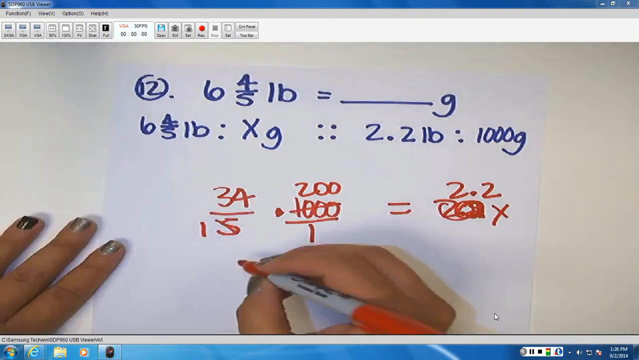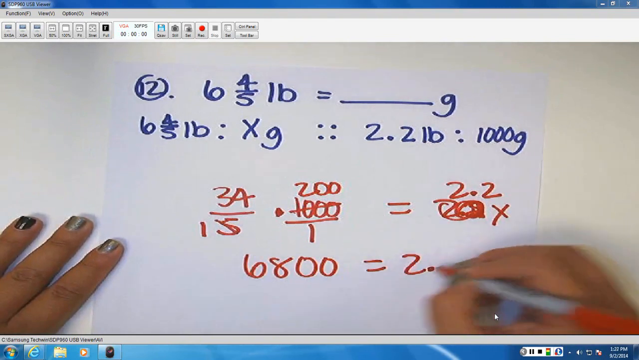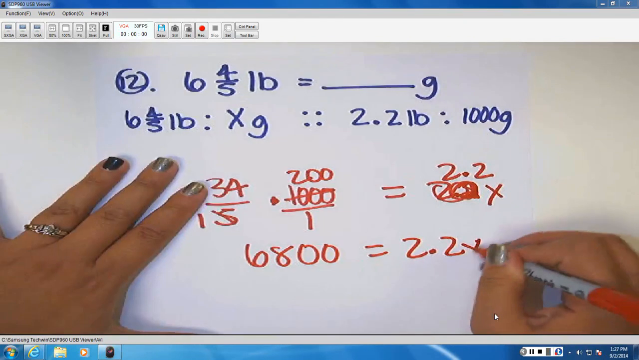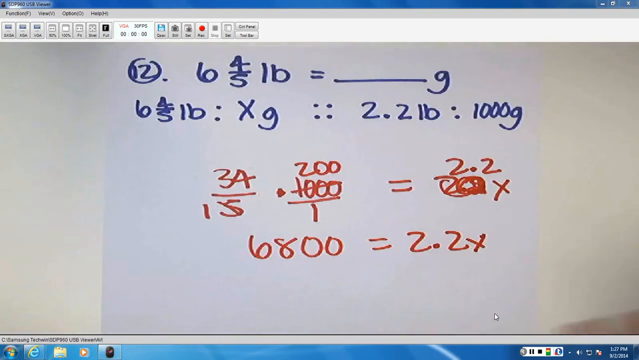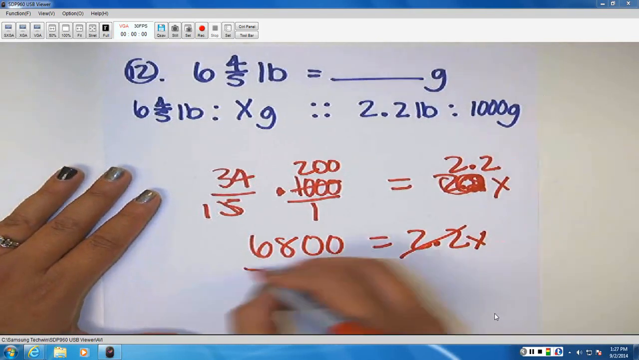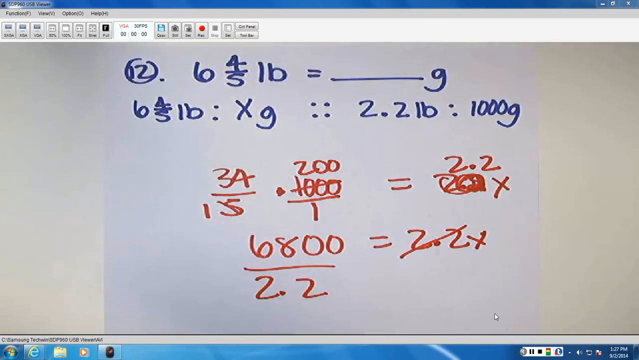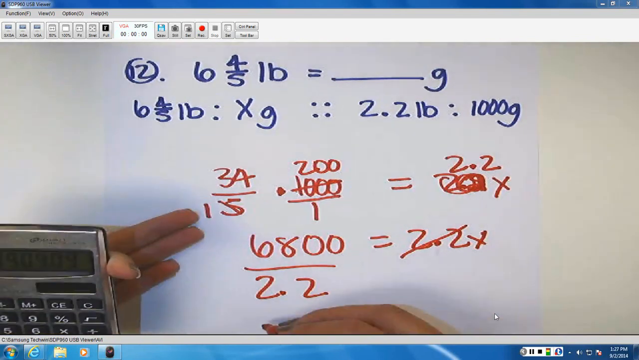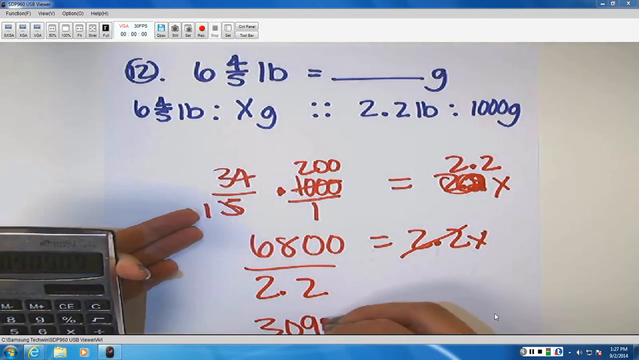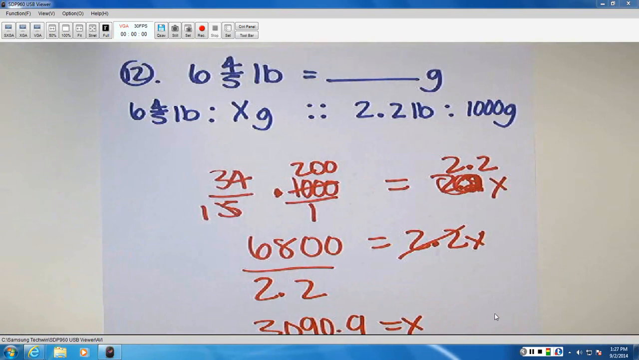So that gives me 6,800 equals 2.2x. Now I have to divide 2.2 from each side. So I know when I do it over here, it's going to cancel itself out. Over here, when I divide 6,800 by 2.2, it gives me 3090.9. And I'm just going to drop it off at the 10th.